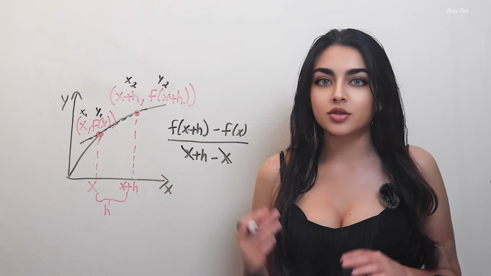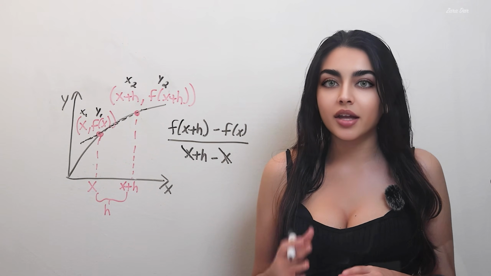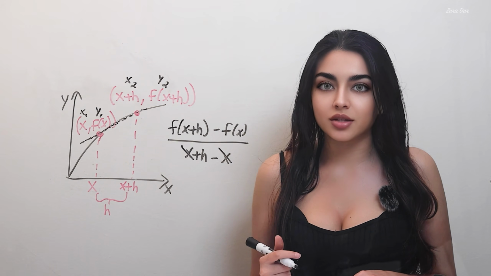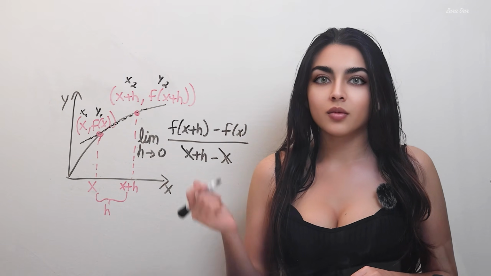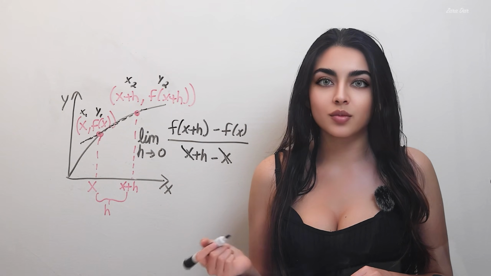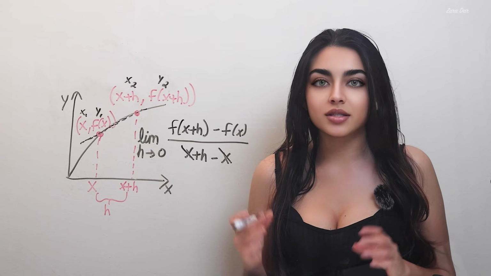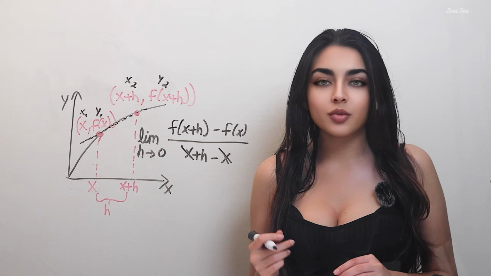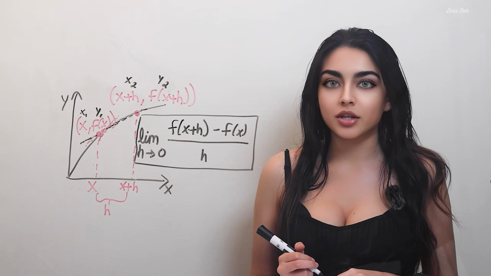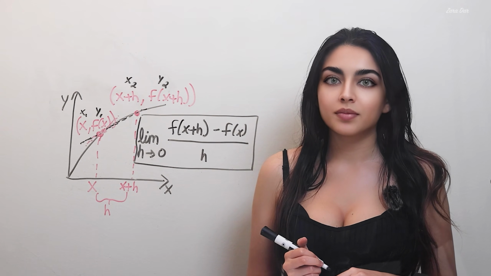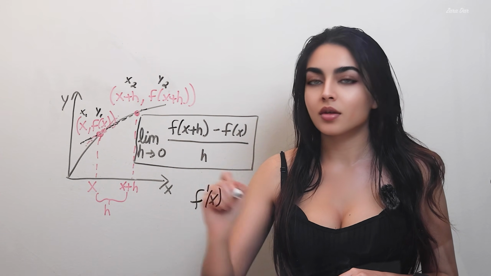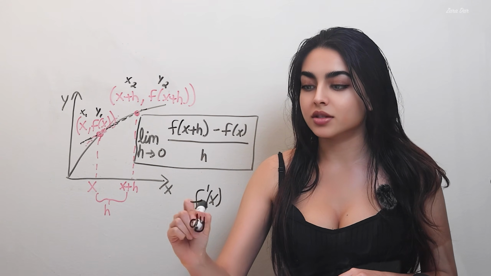So we want this formula to define the instantaneous rate of change for any point along this curve. And we can do that by taking the limit as h approaches 0. What this means is that the distance between these 2 points, h, is going to get smaller and smaller until the distance between these 2 points is essentially 0, meaning that the 2 points are almost on top of each other. This now will give us the instantaneous rate of change instead of the average rate of change. You will often see this denoted as f prime, or even as dy over dx.